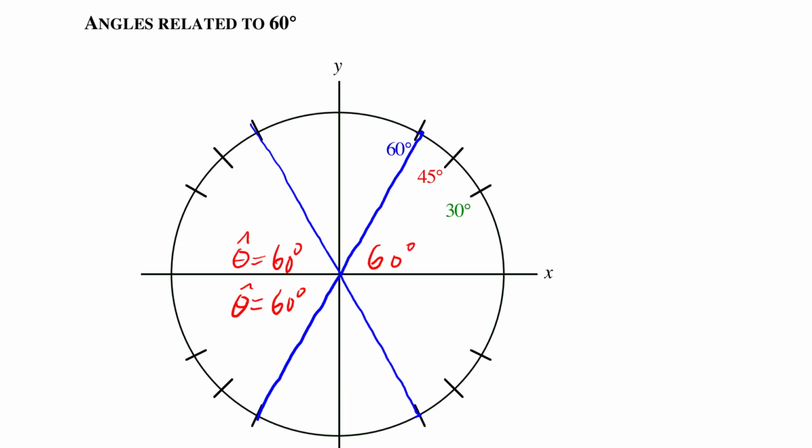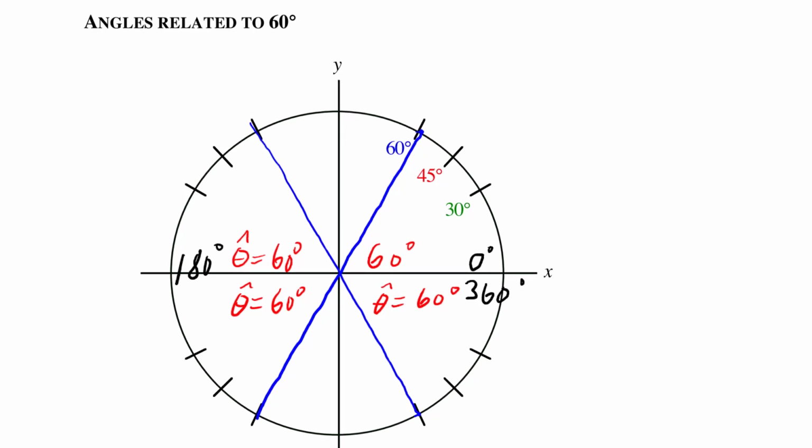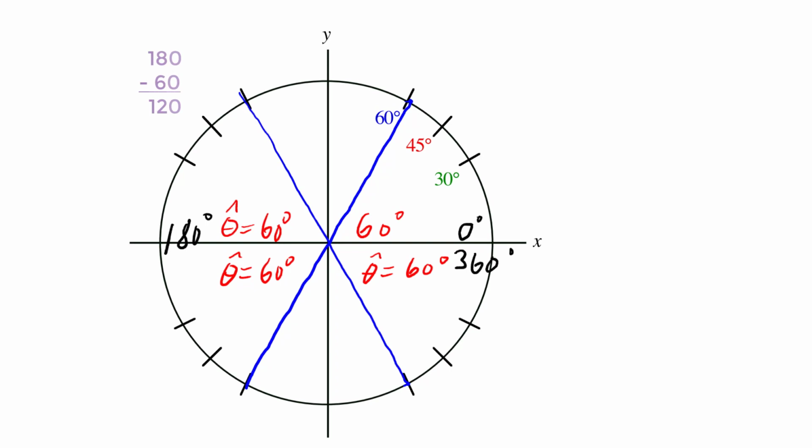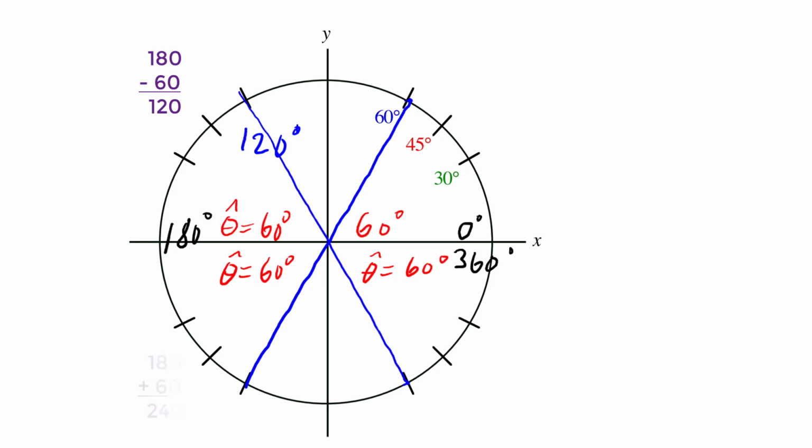For each of these, we either add or subtract from 180 or 360, depending on the quadrant. In quadrant 2, we subtract from 180. So 180 minus 60 is 120 degrees. In quadrant 3, we add. It's 60 degrees more than 180. So 180 plus 60, 240 degrees.